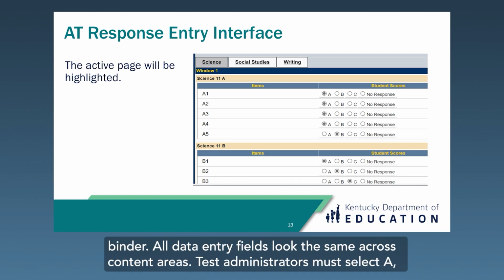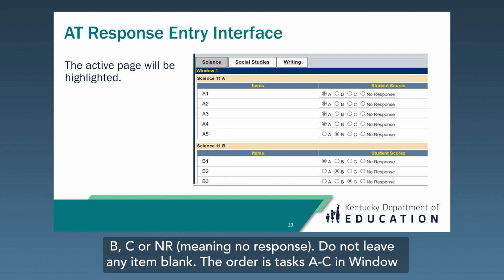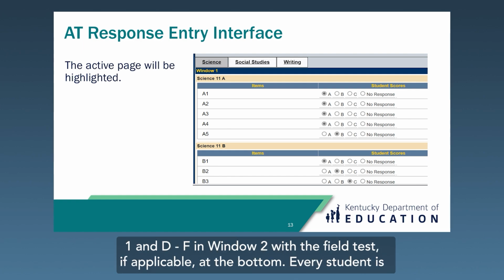All data entry fields look the same across content areas. Test administrators must select A, B, C, or NR, meaning no response. Do not leave any item blank. The order is tasks A through C in Window 1 and D through F in Window 2, with the field test, if applicable, at the bottom.